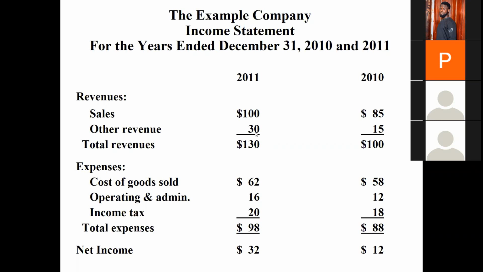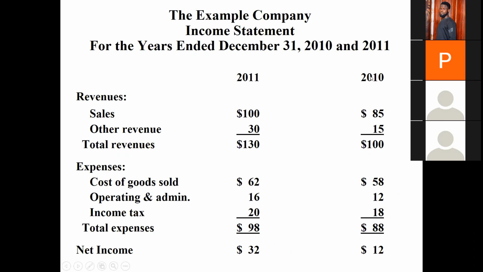So I think this is basically, they did it for 2010. They were saying that their sales were 100, other revenues were 30, so their total revenue is 130. Now they are telling us that cost of goods sold is 62, operating expenses 16, income tax is 20, and so when they add all this, their total expenses is 98. You less 98 from 130, they had 32. So this $32 is their profit.